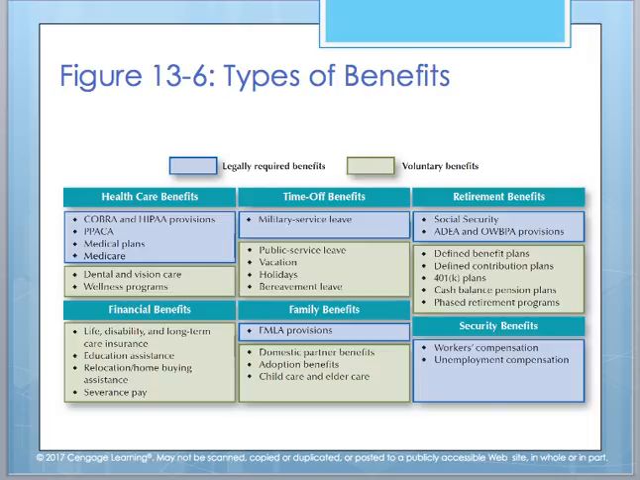What is required is that if you're in the military and you must leave to serve, they do have to pay you for that. They have to provide some provisions for COBRA and HIPAA, for PPACA and medical plans, Medicare, FMLA, Social Security, ADA, ADEA, OWBPA, workers' comp, and unemployment. Those are the core. Everything else are just added. They're perks that a company can provide or choose not to.